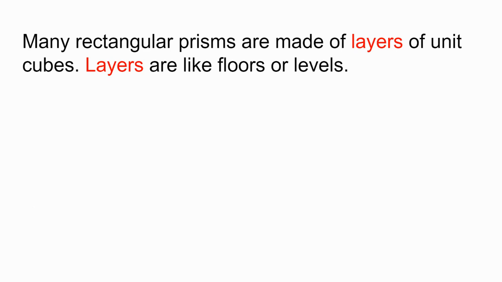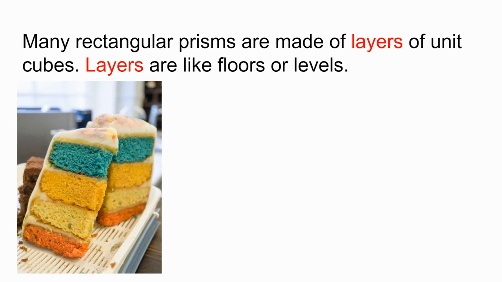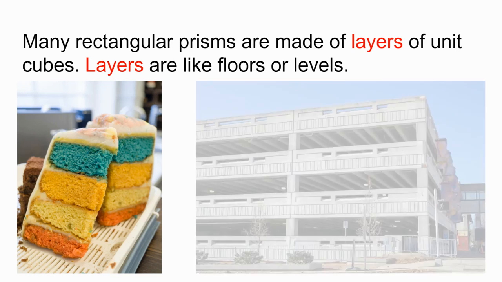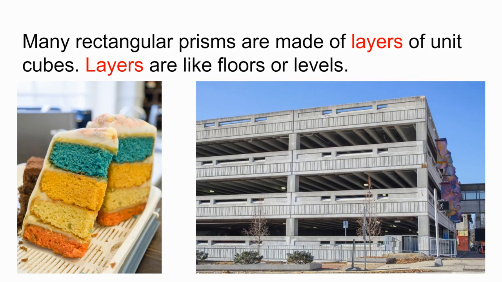Now I want to talk a little bit about layers. Many rectangular prisms are made out of layers of unit cubes. And when I say layers, you want to think of layers like floors or levels. Some examples of layers: this cake is made out of layers. There's 4 different layers in the cake. So it's kind of like floors on a building. Like, hey, I'm on the first floor, I'm on the second floor, the third floor. Another good example of a building that has floors would be a parking garage, right? Like, hey, where'd you park your car? Oh, I'm on the second floor, the second layer. I'm on the top layer. I'm on the bottom layer. So you want to think of it like that.